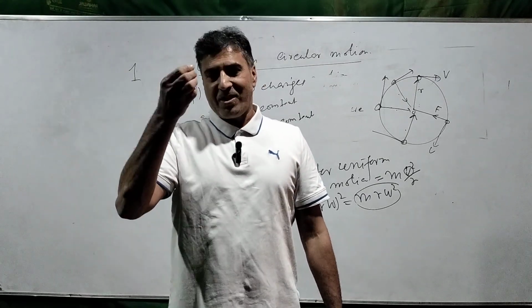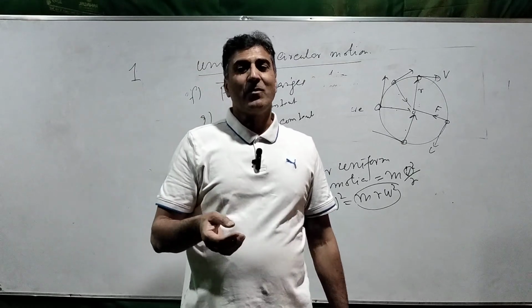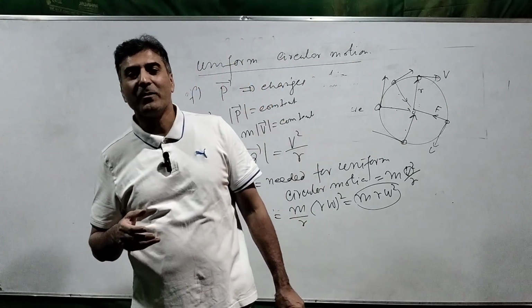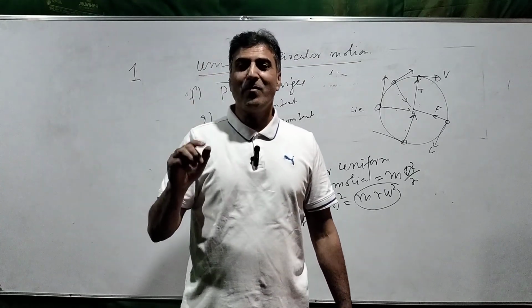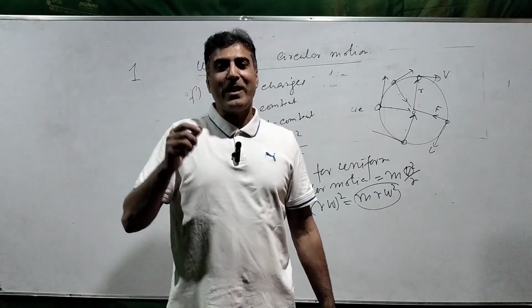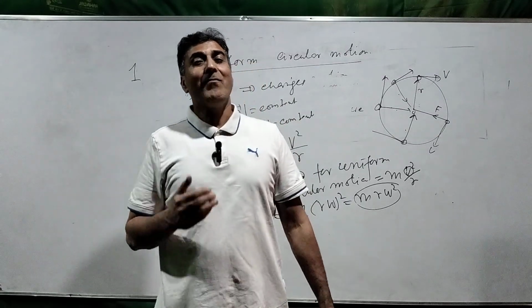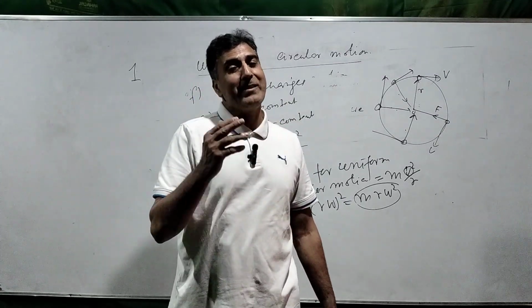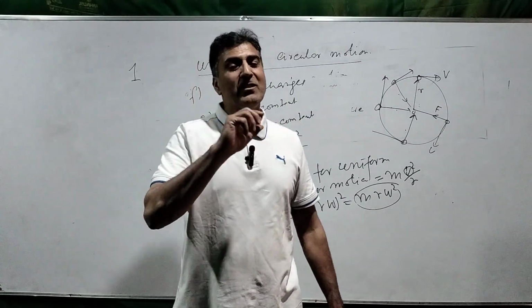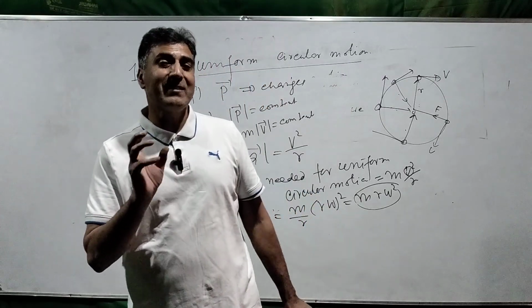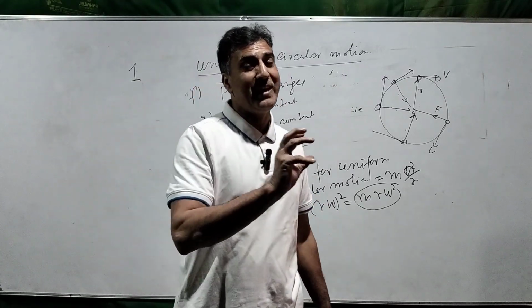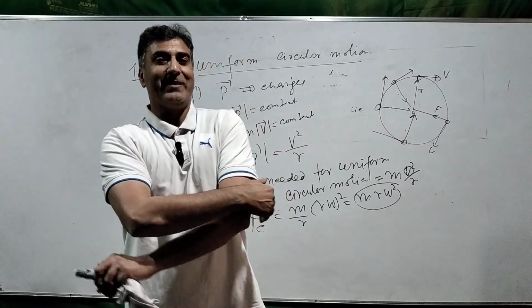Earth moves in a circle around the sun. That means it's a gravitational force. If you are a chemistry student, the electron revolves around the nucleus. It is the electrostatic force between the nucleus and the electron which provides this m v square by r force to move a particle in a circle. So a particle will not move in a circle by itself unless there is some external force which provides this m v square by r requirement.